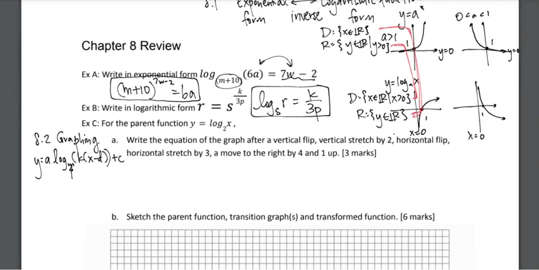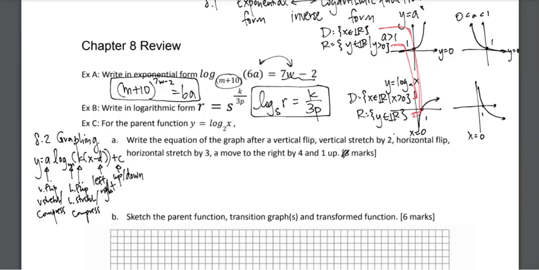A is still your vertical flip, vertical stretch or compression. K is still your horizontal flip, horizontal stretch or compression. D is moving left or right. C is moving up or down. Okay, now it says write the equation of the graph after a vertical flip, vertical stretch by 2, horizontal flip, horizontal stretch by 3, a move to the right by 4, and 1 up.